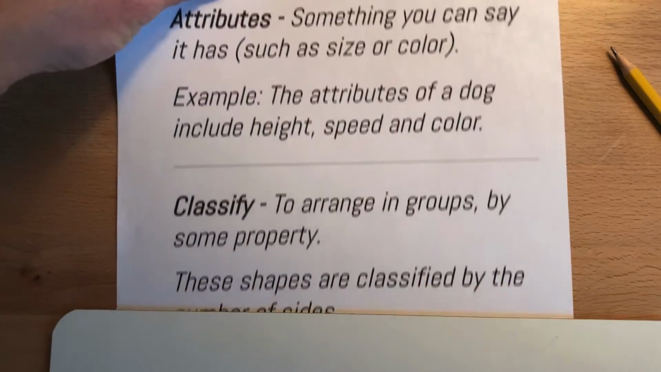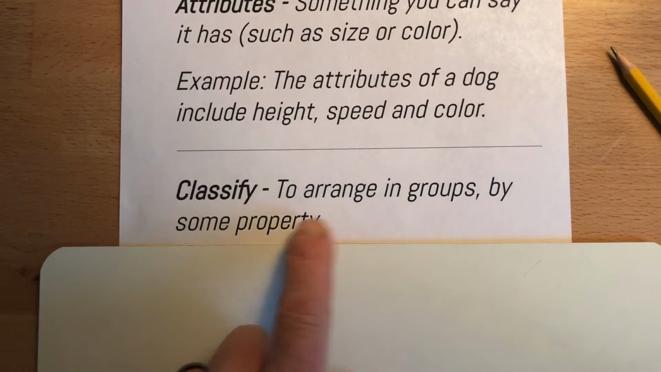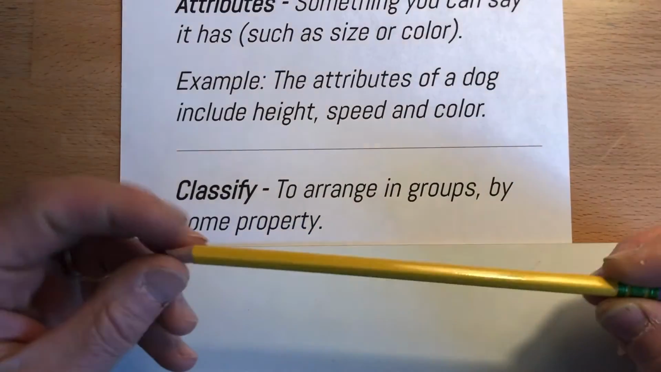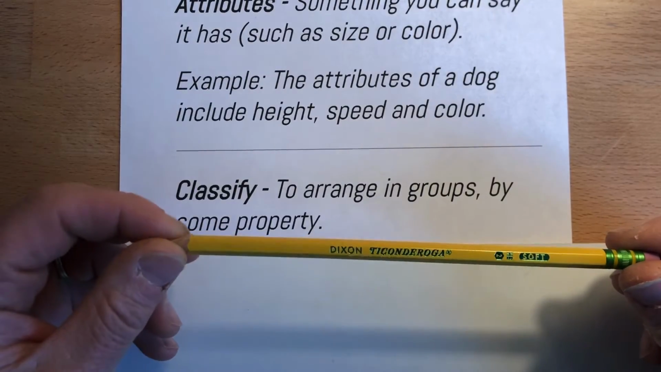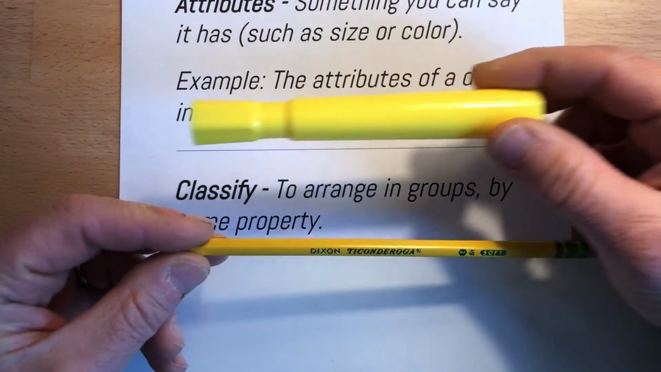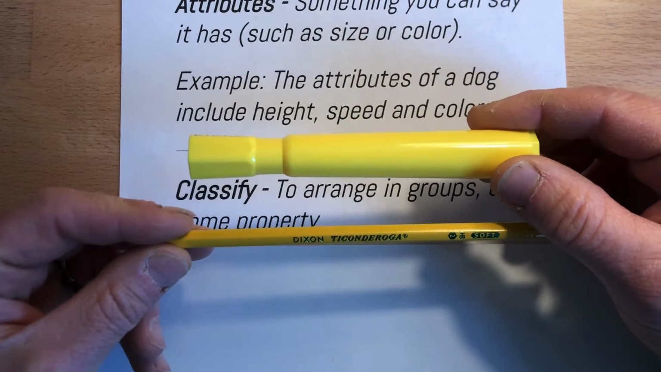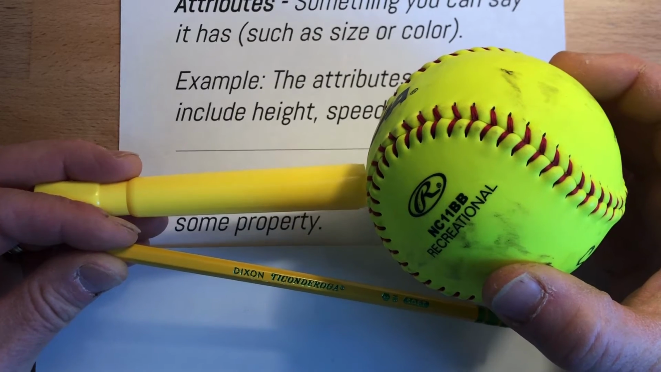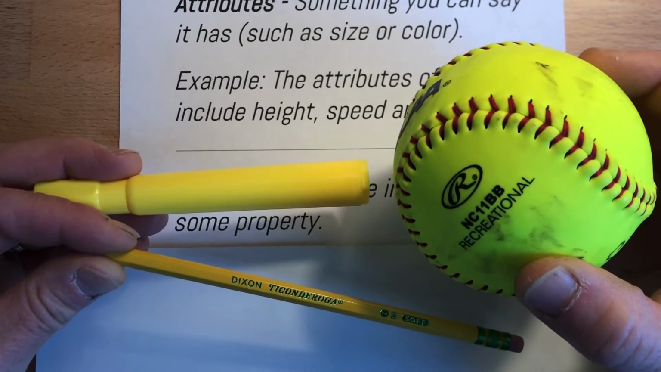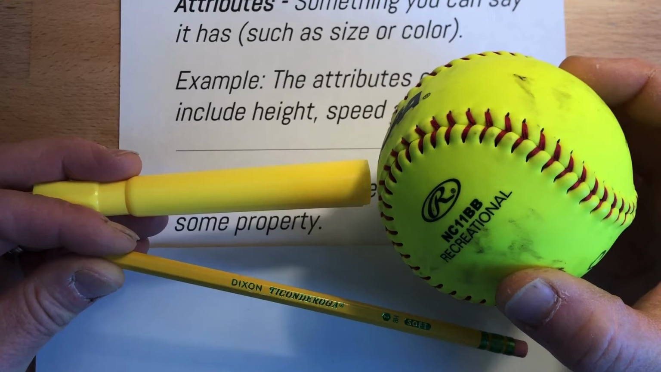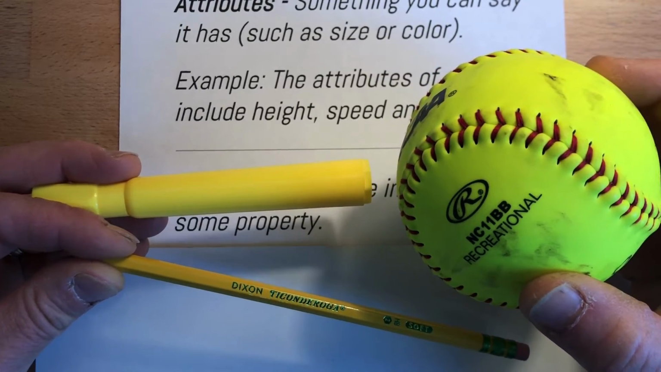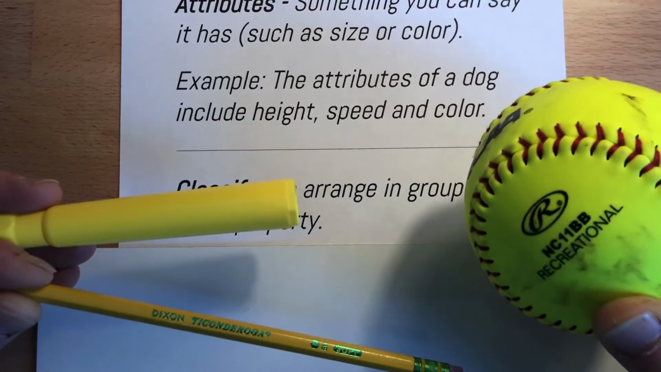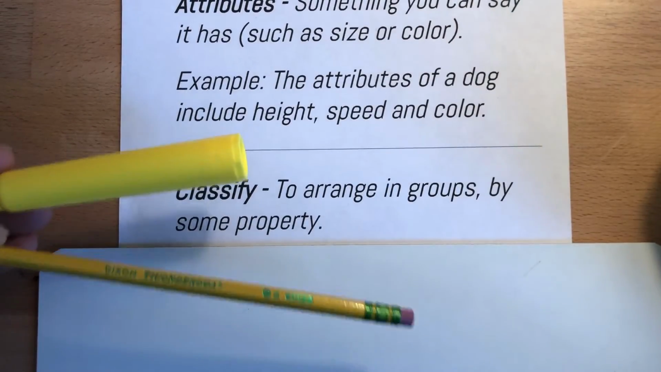Next is classify. To classify means to arrange in groups by some property, and a property is an attribute. So if I look here, this is yellow, I could put it with yellow things, like this yellow thing, and also this yellow softball. I could group these all by things that are yellow. But if I chose to group them by things that are long and round, these are long and round, and the softball is just round. It's not really long, so I would have to separate them.